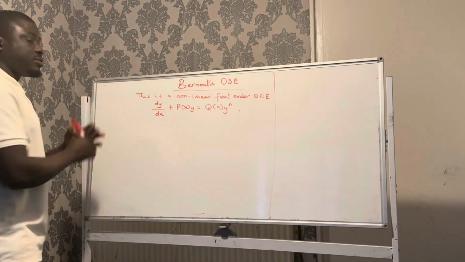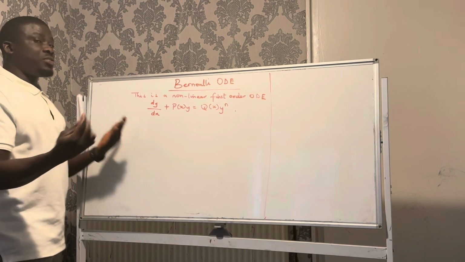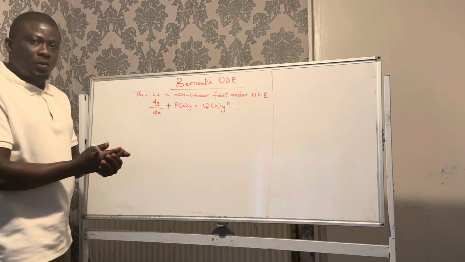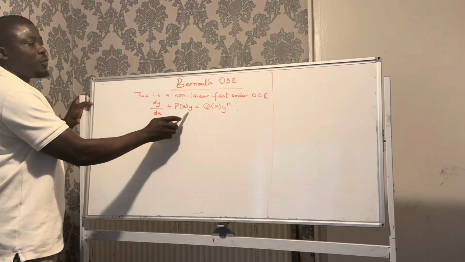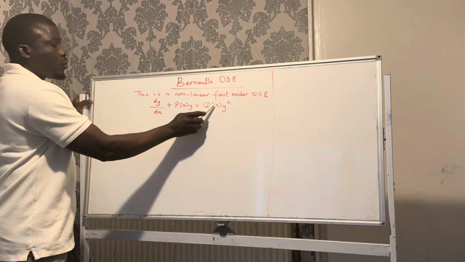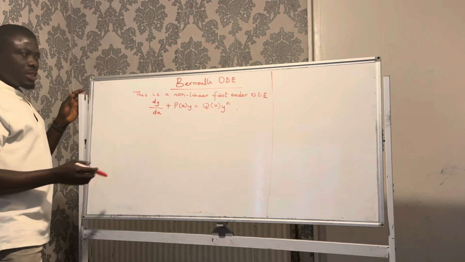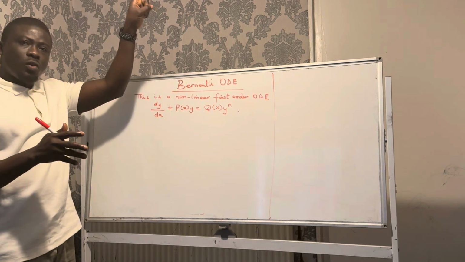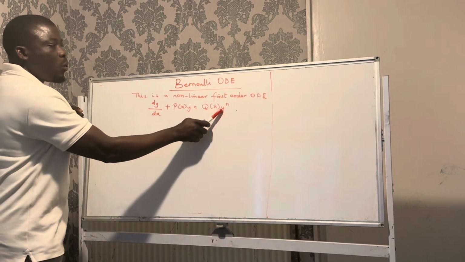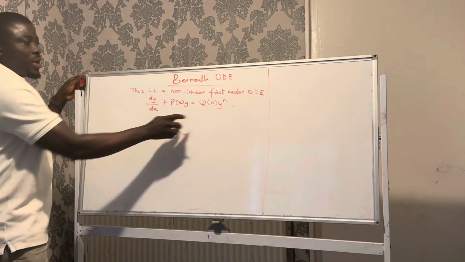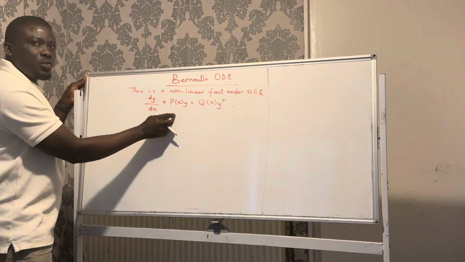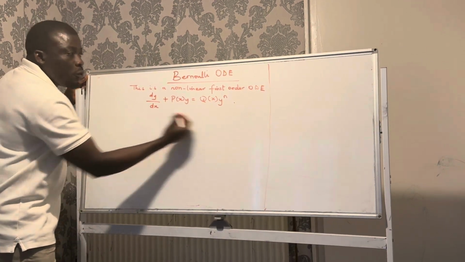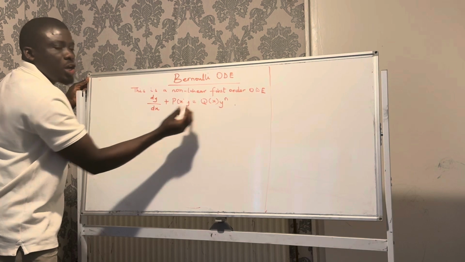Now, look at this example on the board. Or let me say, look at this illustration of a non-linear first order differential equation. We have dy/dx plus p of x times y to be equal to q of x times y raised to power n. Now, if you relate this to a linear first order differential equation, the only difference is our y raised to power n. So, the first step, if you are given a non-linear first order differential equation, is to divide through by the coefficient of q of x.